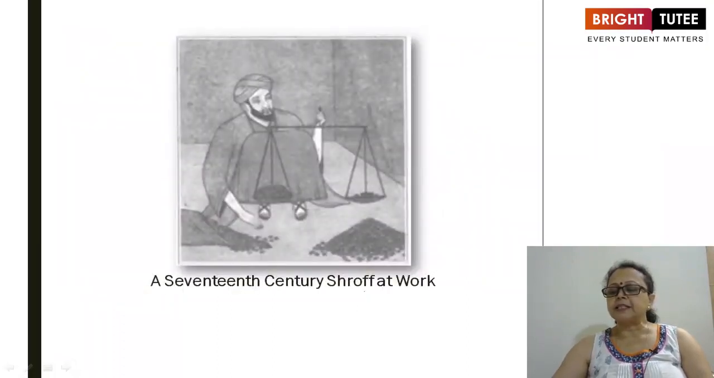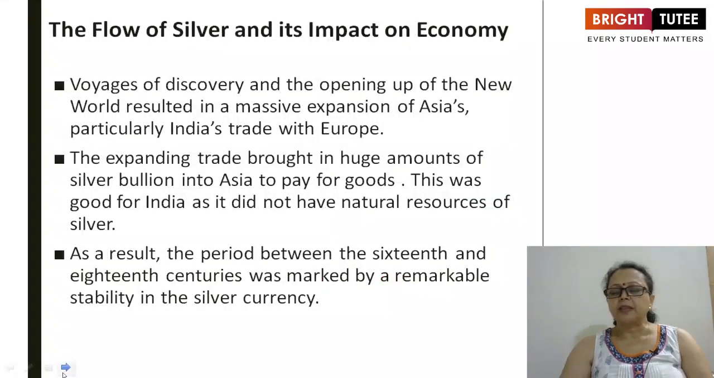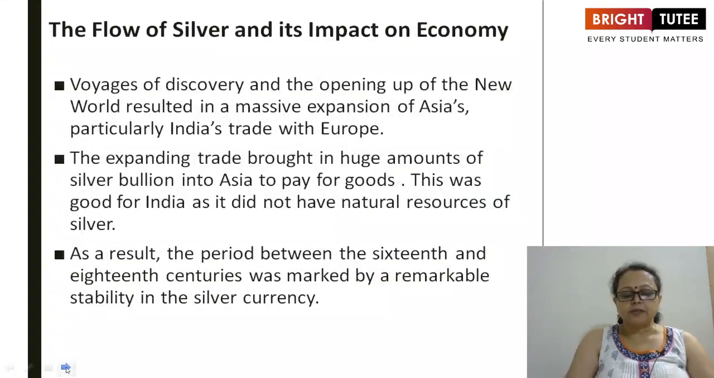This is the 17th century Shroff. Shroff means the banker, the exchanger. He exchanged money with commodities. Now this is about the flow of silver and its impact on the economy.